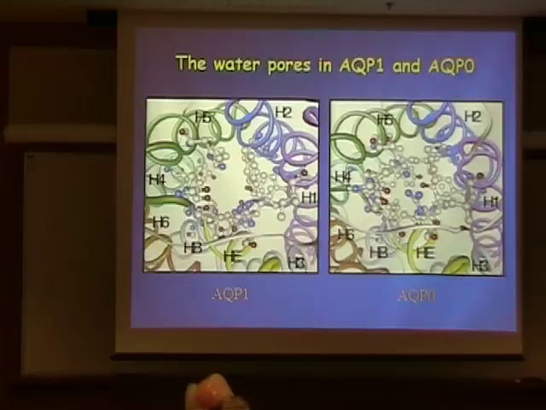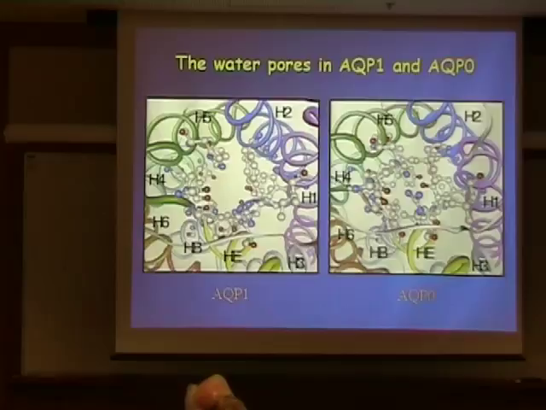So if you have AQP0 in a single membrane, and you have the full length protein, you have a nice water pore. Then you cleave the tails, the N and the C terminus, you induce the formation of the membrane junction, and the membrane junction actually closes the water pore. And one of the things that we proposed at that time is that this is not a pure switch. You don't make a membrane junction and close the pore.